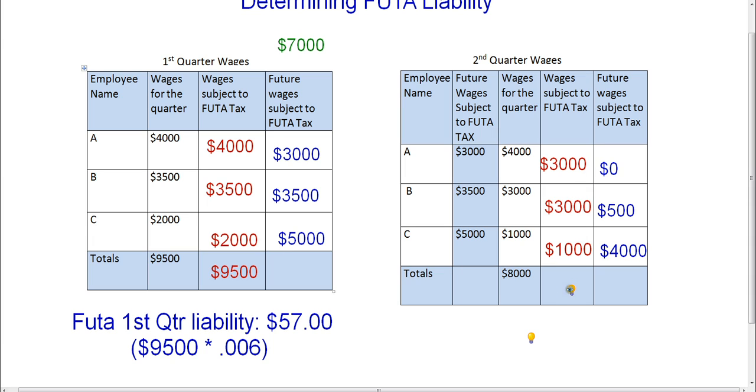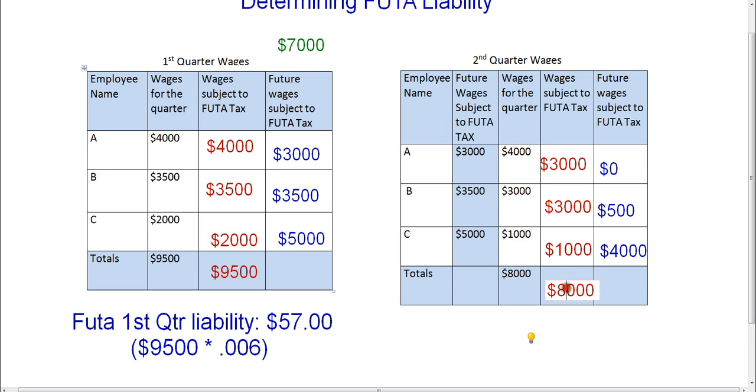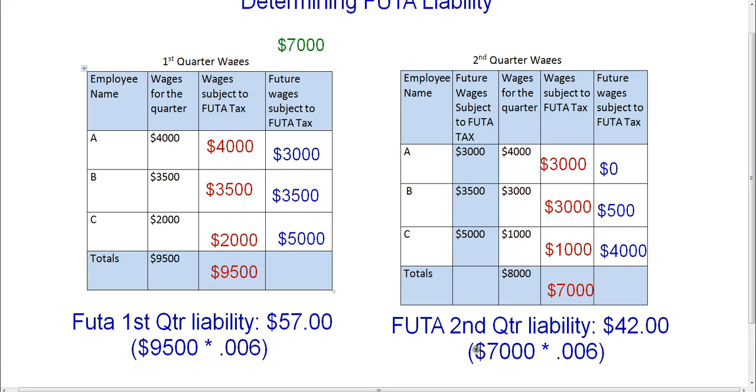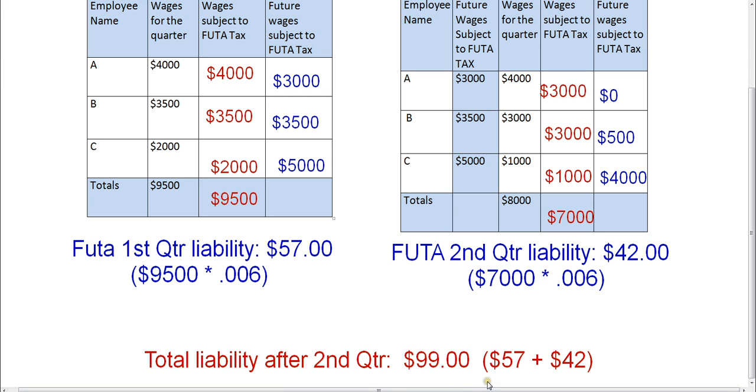So for second quarter, I need to pay taxes on $8,000. I'm sorry, that should not be $8,000. That should be $7,000 if my math is correct. 6 plus 1 is 7. So $7,000 is the wages that I need to pay FUTA tax on. So if I multiply 7,000 times 0.006, I find that I need to pay $42 for second quarter liability. But what I need to do now is take first quarter and second quarter. So 57 plus 42 is $99. So after the second quarter, I am responsible for $99 in FUTA liability. And at this point, I still have not reached the $500 mark, so I'm fine.